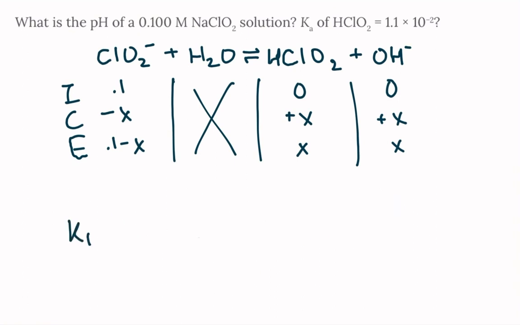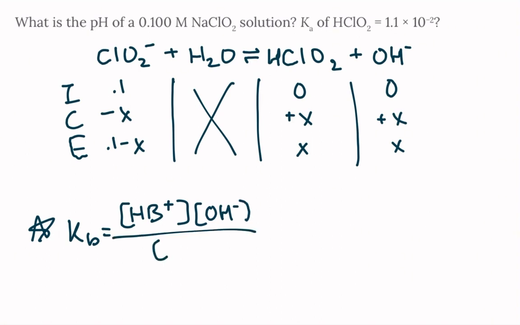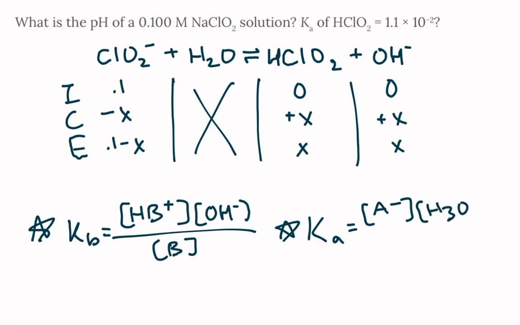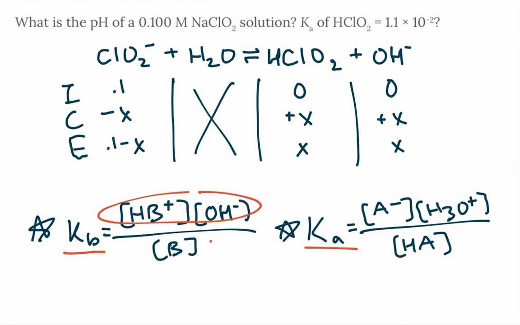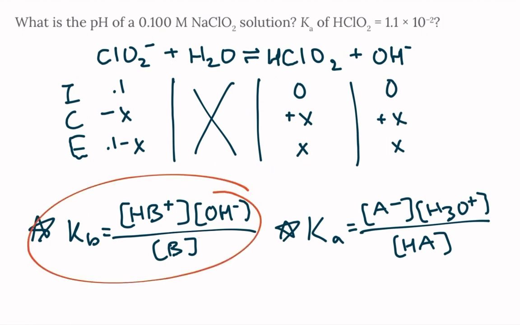Now we can use the Kb to solve for X, and these are more formulas that you should know. Kb is equal to the concentration of the conjugate acid times the concentration of hydroxide over the concentration of the base. Similarly, the Ka expression, which is used for acids, is the concentration of the conjugate base times the hydronium ion concentration over the acid concentration. Remember that for these K expressions, it's always products over reactants, with the ions on top and the given base or acid on the bottom. And in this example, we're going to use Kb because we're given a base.